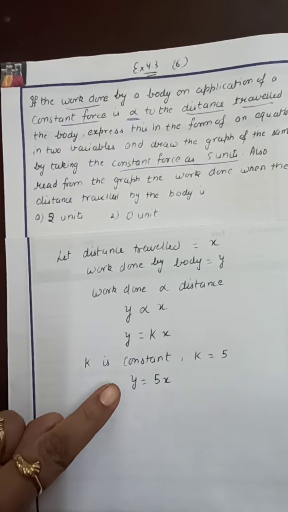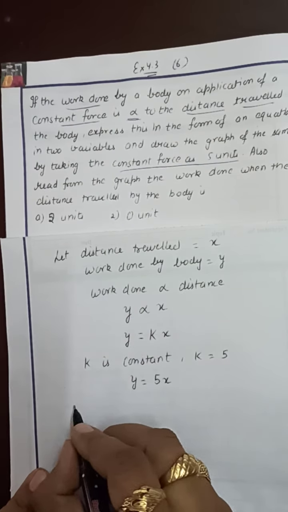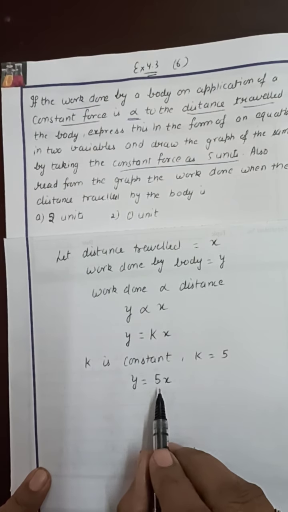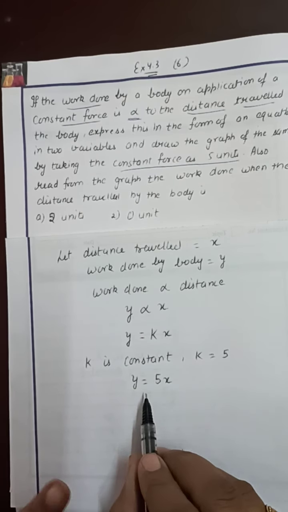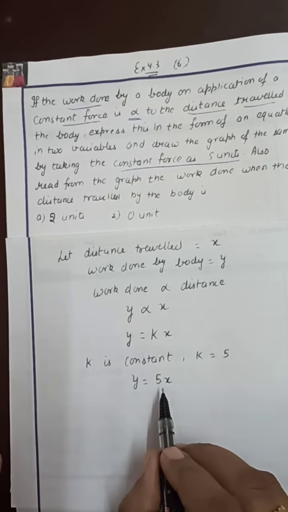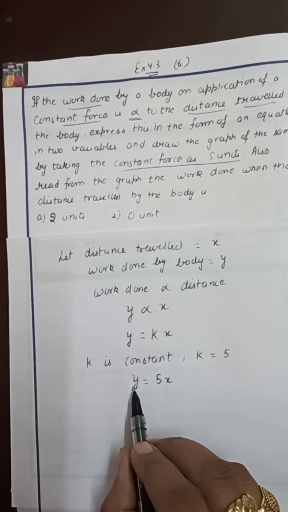Now I am going to draw the graph for that, and then I will read the values for 2 unit and 0 unit from the graph. So y equals 5x. Now you can check here, one variable is on one side, the other variable on the other side. There is no need to again rearrange the equation. So I will substitute the value of x, and the corresponding value of y will come by itself.